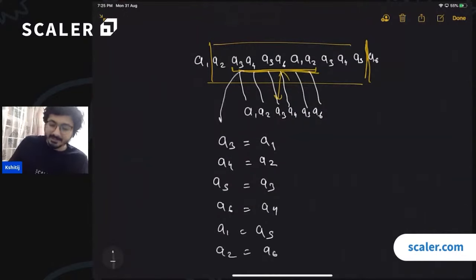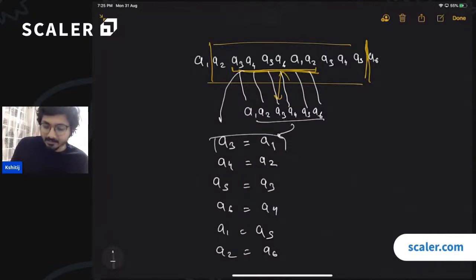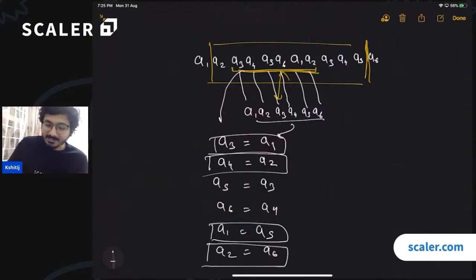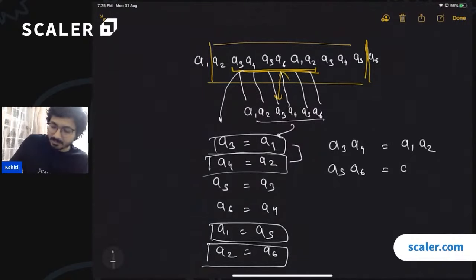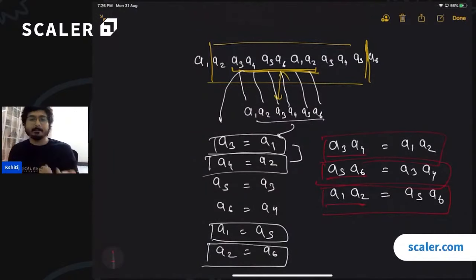I have written this string here and this string here. Now I can see that A3 is equal to A1, A4 is equal to A2, and A1 is equal to A5, A2 is equal to A6. What does this mean? Let us also join these two. If these equations are correct, then A3, A4 is equal to A1, A2. Similarly, A5, A6 is equal to A3, A4, and A1, A2 is equal to A5, A6. Now you can see that these two are equal, and these two are equal, and these two are also equal. This means that each and every term is the same.